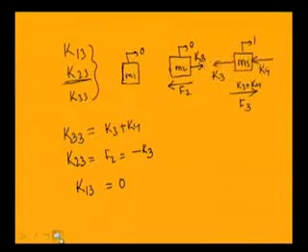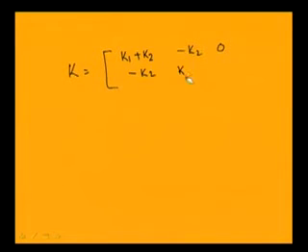By arranging those stiffness coefficients, one can write the K matrix equal to: K1 plus K2, minus K2, 0; minus K2, K2 plus K3, minus K3; and 0, minus K3, K3 plus K4.